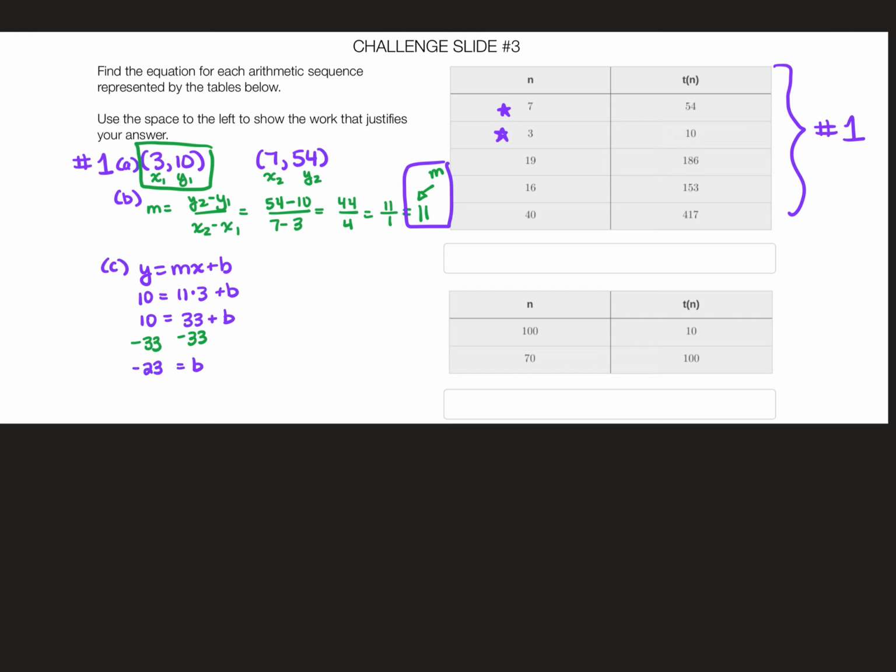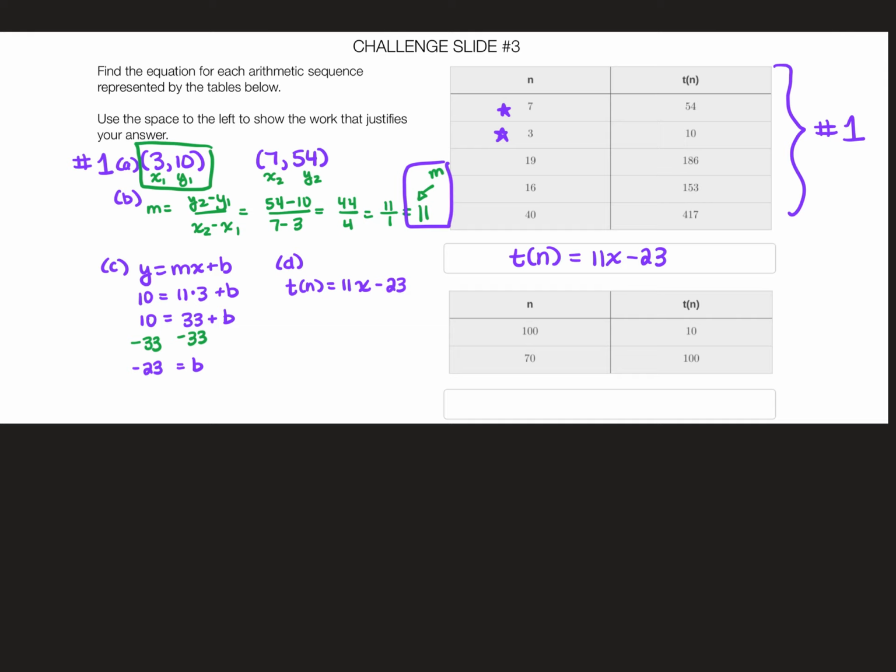Now I have enough information to go ahead and write my equation in t of n form. So t of n equals m, which is 11, x plus b, which is negative 23. So the equation for that first table is t of n equals 11x minus 23.